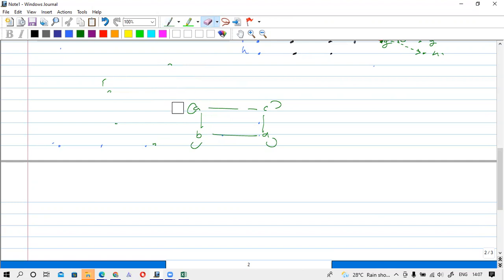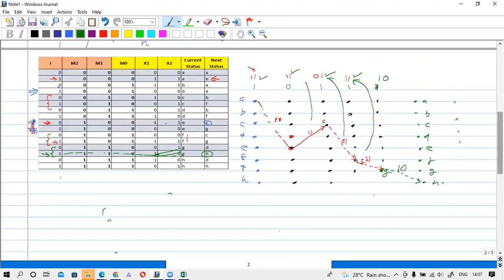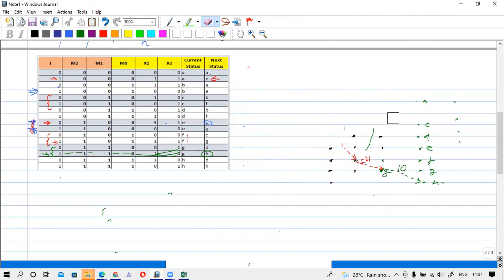So if I write the state diagram for this, I will give a quick recap of how to draw the state diagram. Actually, I have a value now, so it is already passed.